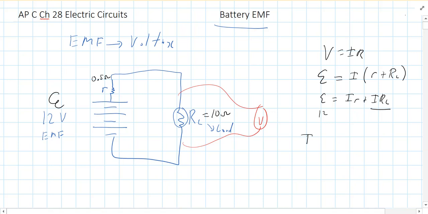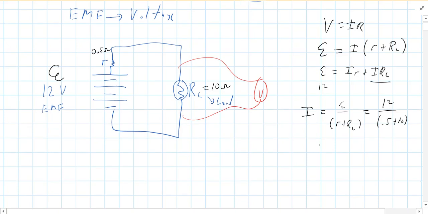So the current would be your EMF, which is 12, divided by your total resistance, which is the sum of those two resistors. So in this circuit, this would be 12 divided by 0.5 plus 10. And if you work that out, you get 8/7, which is 1.143 if I round to there. That would be amps. So that's your current flowing through your entire circuit.